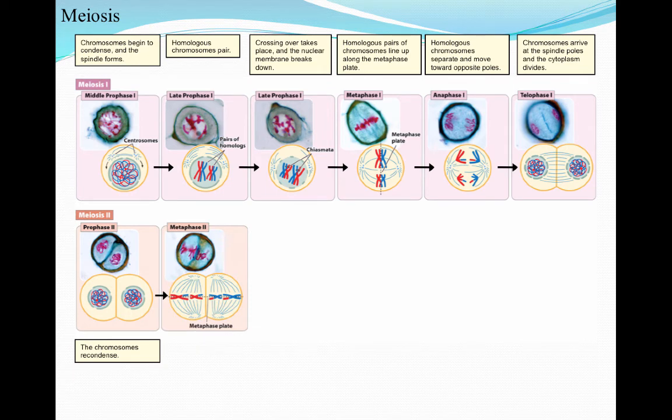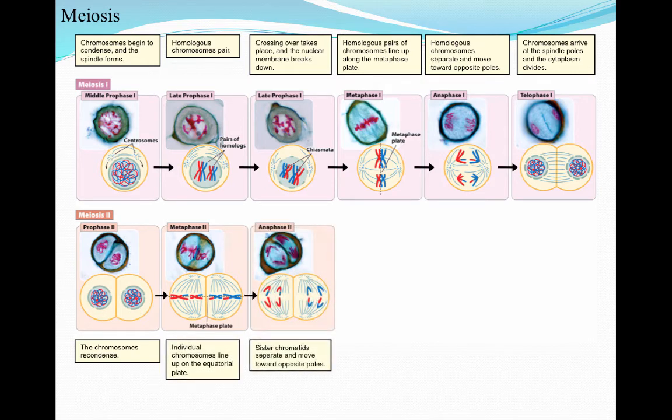After prophase 2, the cell proceeds to metaphase 2. This is where cells are going to line up along the metaphase plate again. And then those cells are going to proceed into anaphase 2, where instead of whole chromosomes separating and moving towards opposite poles like in anaphase 1, sister chromatids are going to separate and move towards opposite poles.